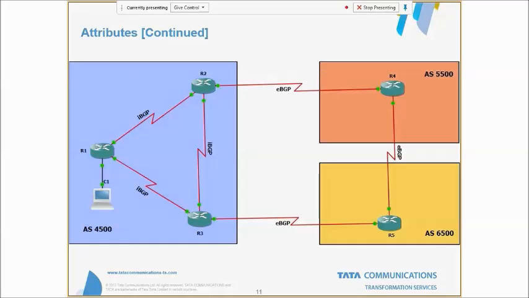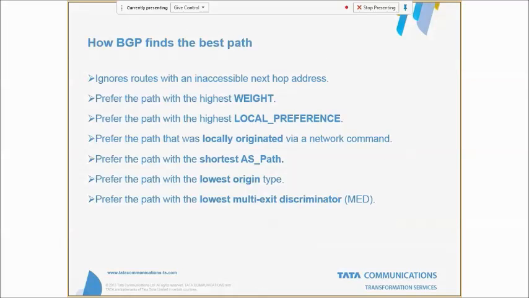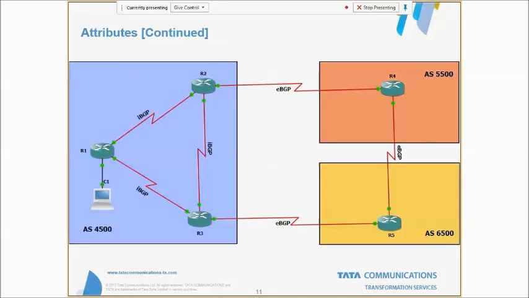So the next one is locally originated. Locally originated is nothing but checking whether the destination originated from the same router or from a different router. In this case, it's a different router, so it's tied.